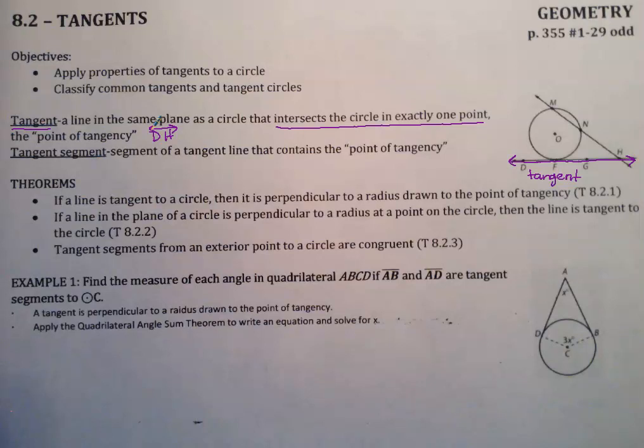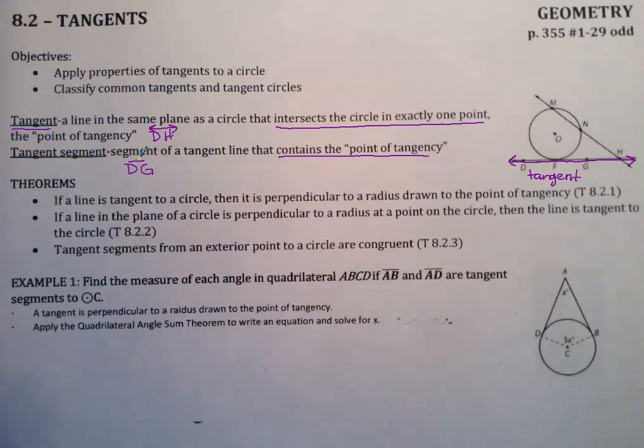Then we have a tangent segment. It's the segment of the tangent that contains the point of tangency. So it contains the point of tangency. So DG, D to G. Yeah, so segment DG would be the tangent segment.